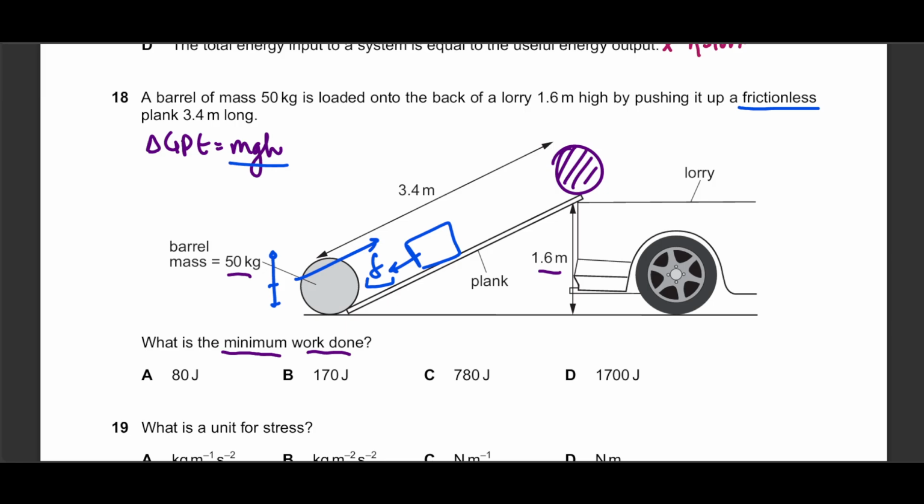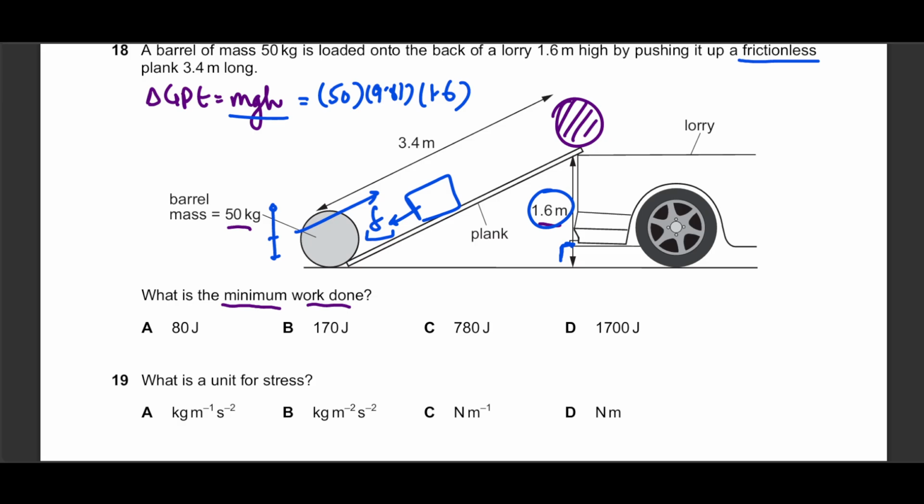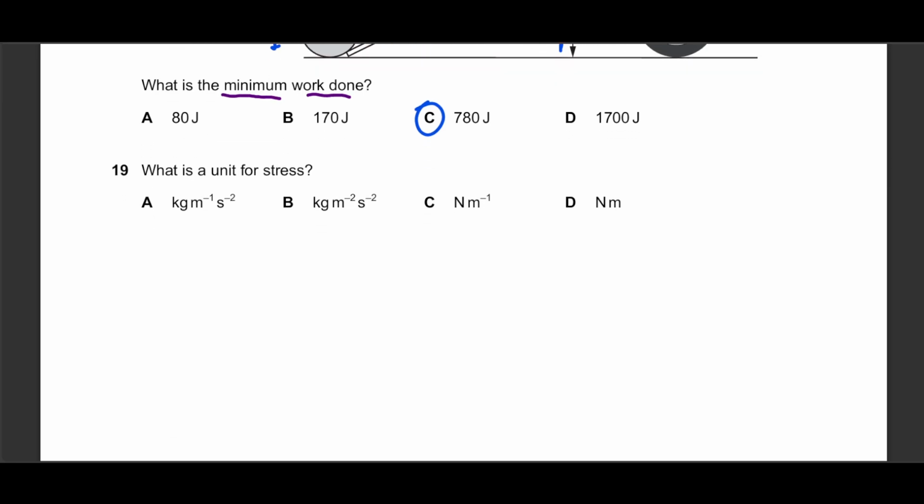But since it's not the case, we can simply go ahead, straight away apply the formula, which is going to be 50 into g, 9.81. And of course, the vertical height will be this one, which is 1.6. So when you multiply all of them together, this is going to very well come out as 784 joules, which is option C.